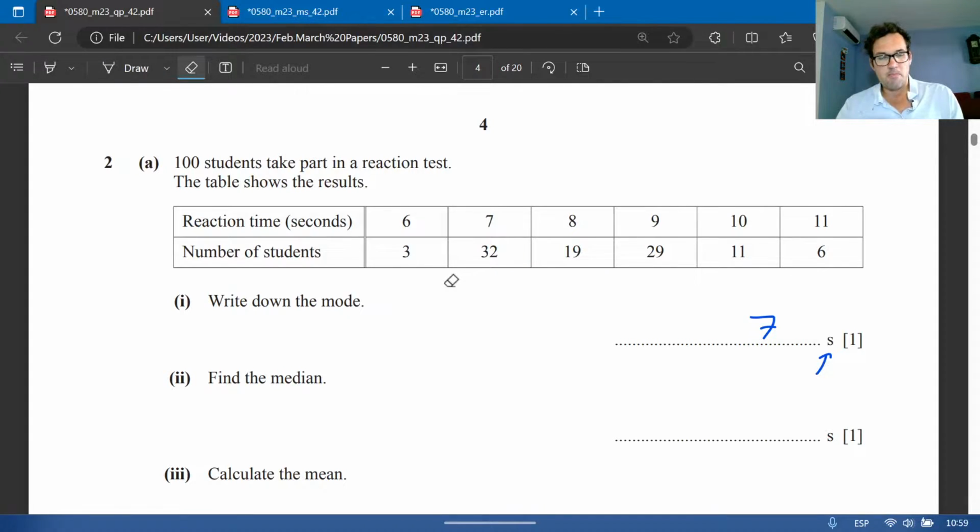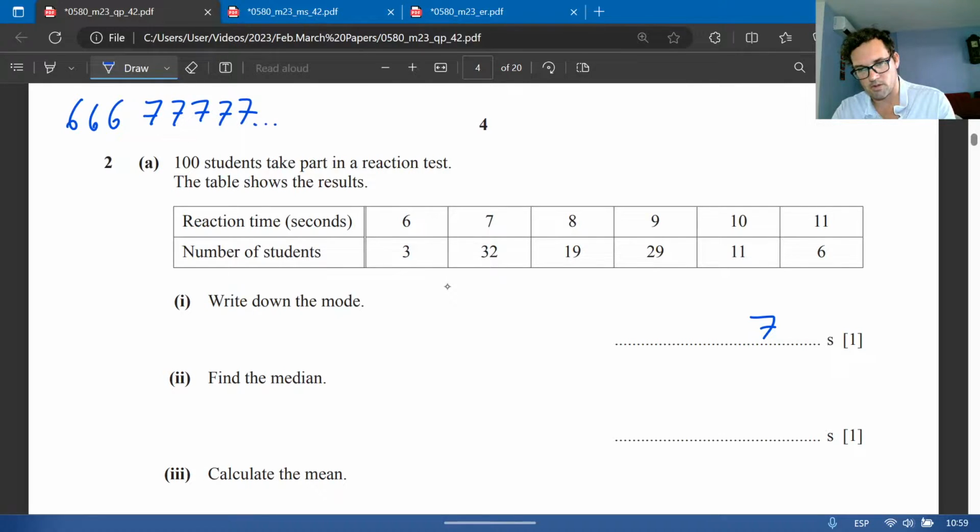Right, next one, median, remember, means middle. So what we need to do is take all these 100 students and line them up. First we're going to have 3 students that had a reaction time of 6 seconds. So we'll have 3 6s. Then we put 32 students that had a reaction time of 7. So we have 32 7s. Now I'm not going to write them all out, but you get the idea.